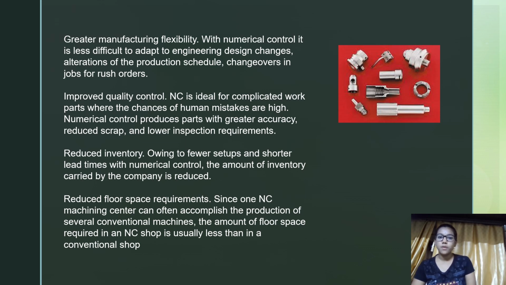Numerical control produces parts with greater accuracy, reduced scrap and lower inspection requirements. Reduced inventory. Owing to fewer setups and shorter lead times with numerical control, the amount of inventory carried by the company is reduced. Reduced floor space requirements. Since one NC machine center can often accomplish the production of several conventional machines, the amount of floor space required in an NC shop is usually less than in a conventional shop.